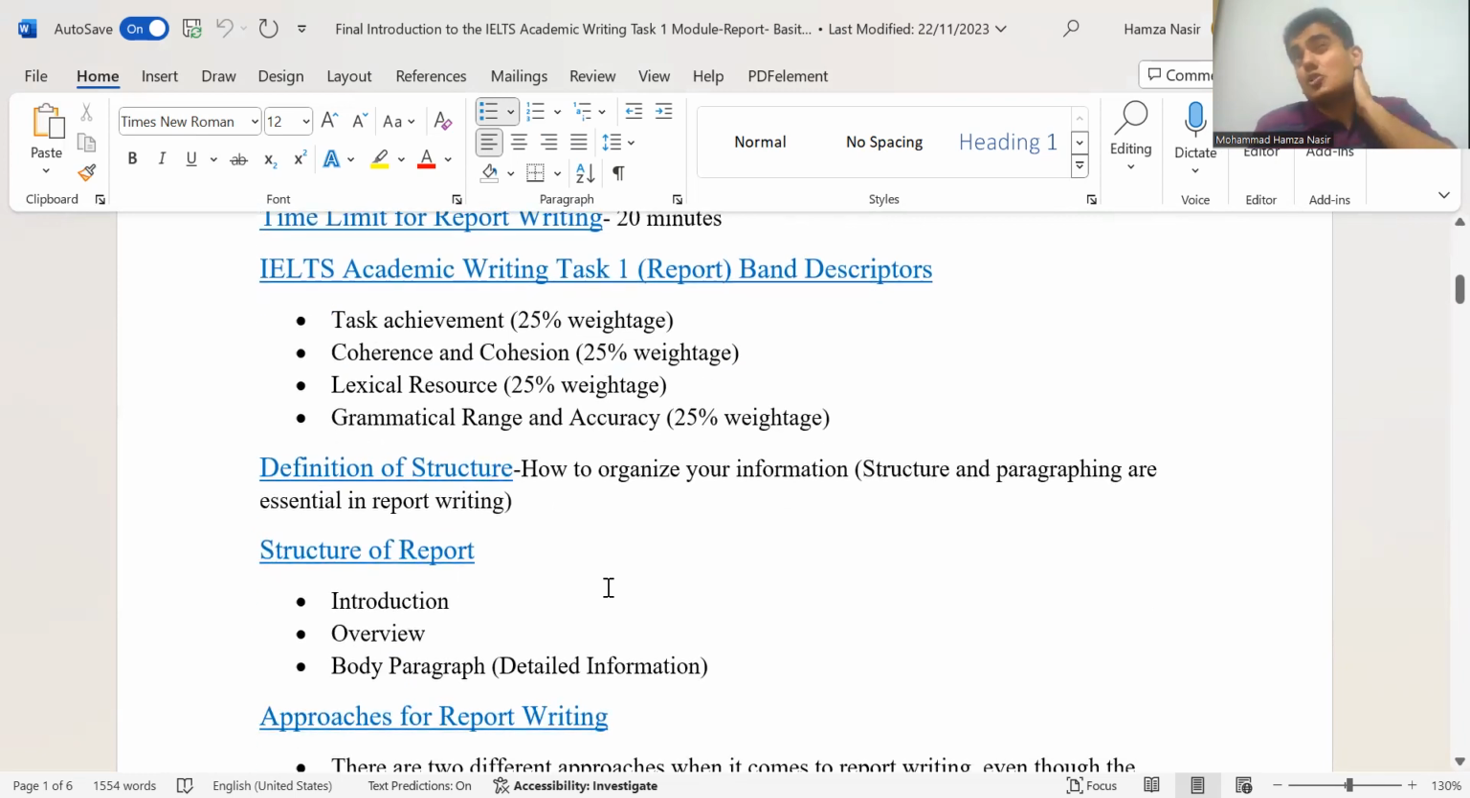Now we talk about the structure of a report, and before that, we need to understand what we mean by structure. Structure is basically how to organize your information. How do you present, sort and arrange your information? So structure and paragraphing are absolutely essential in report writing, okay? So what does the structure of a report comprise?